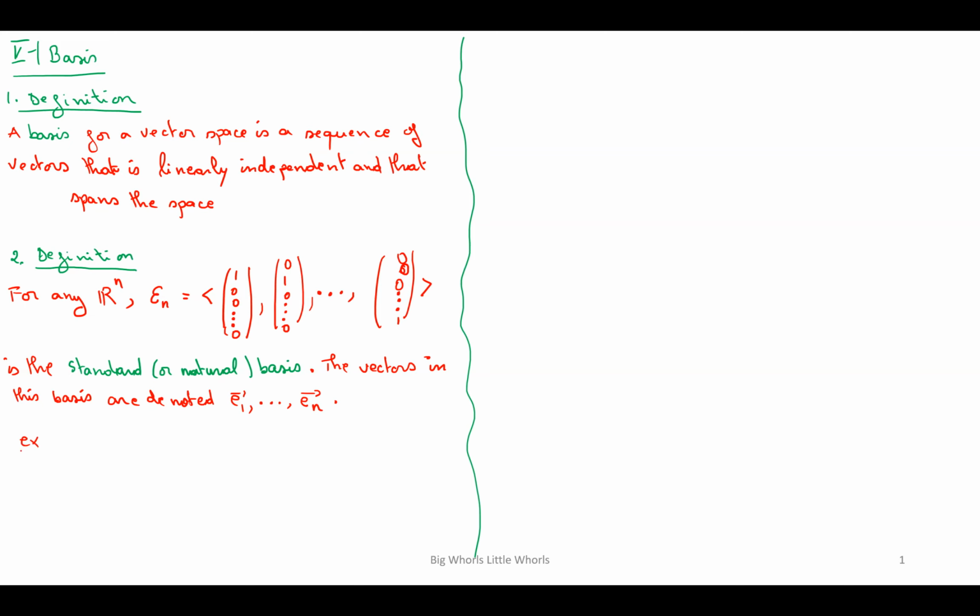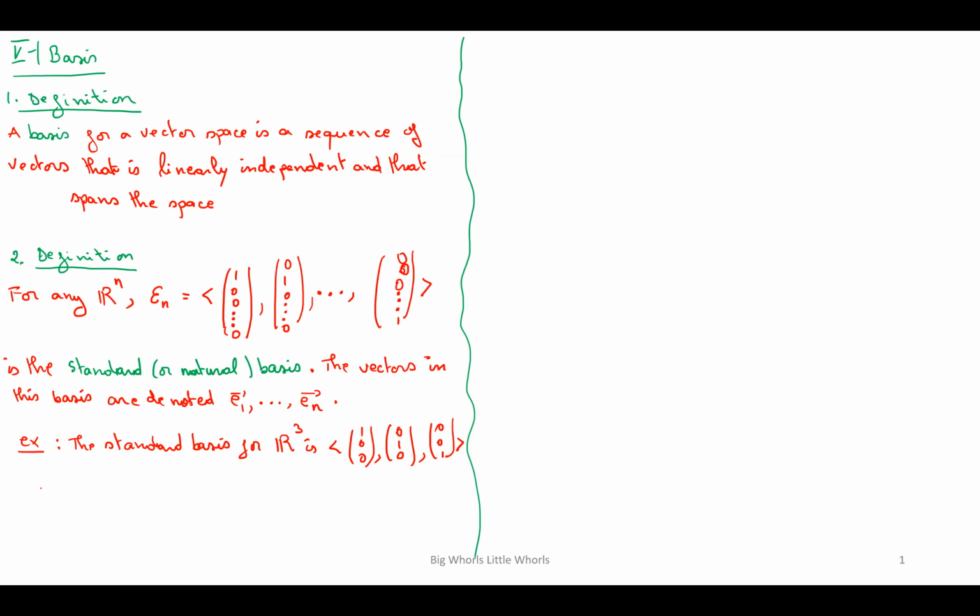Let me give you some examples. We have the standard basis for R3. The standard basis for R3 is (1, 0, 0), (0, 1, 0), (0, 0, 1). And order matters.